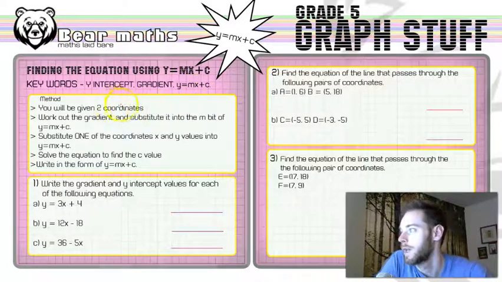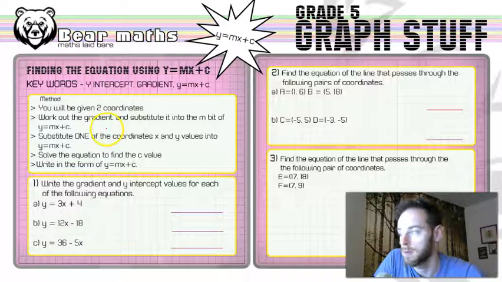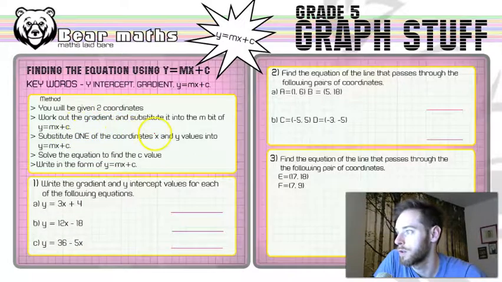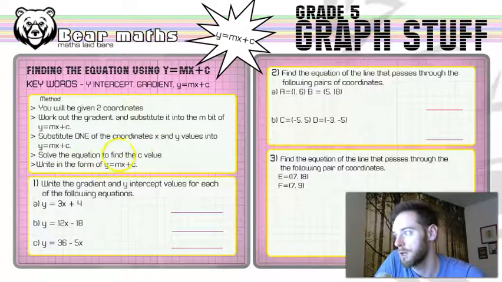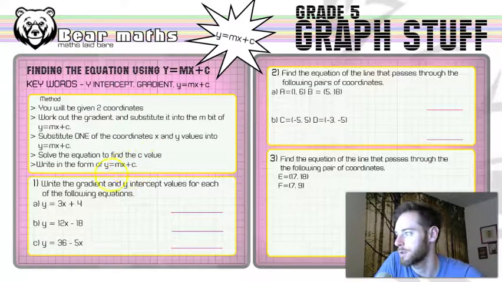Now, in the method, it states you'll be given two coordinates. We've got to work out the gradient and substitute it into the m bit of y equals mx plus c. Substitute one of the coordinates, the x and y values, into y equals mx plus c. So you put the x in, the y in, and the m in. You'll be left with just the plus c bit that you don't know the value for. Solve the equation to find the value of c, and then write that in the form y equals mx plus c. So you'll have y equals something x plus or minus something, and that is your answer.